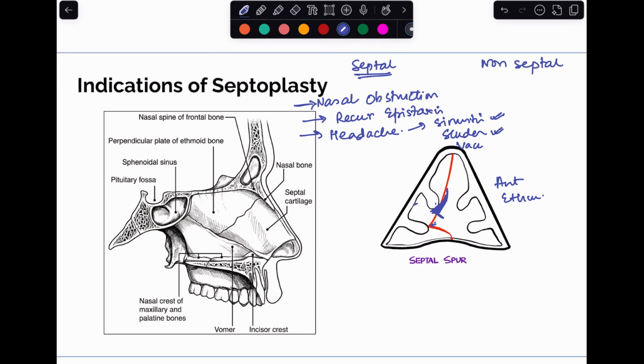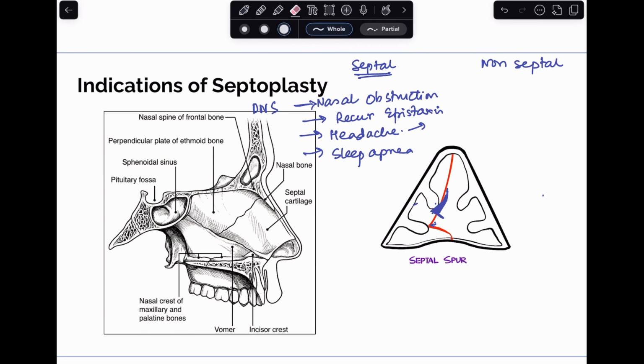Then we have the vacuum headache. We already talked about vacuum headache, where, because of the sinus ostium getting blocked, the air inside the sinus starts getting absorbed, as a result of which you develop a negative pressure inside the sinus, leading to headache. So these are the different causes of headache, and when a DNS is causing headache, we also have to do septoplasty. And the fourth septal cause would be a case of sleep apnea or hypopnea syndrome. So these are the different septal causes why you should perform septoplasty.